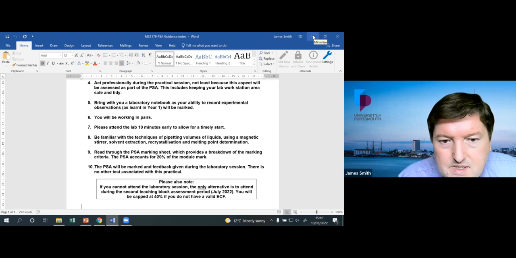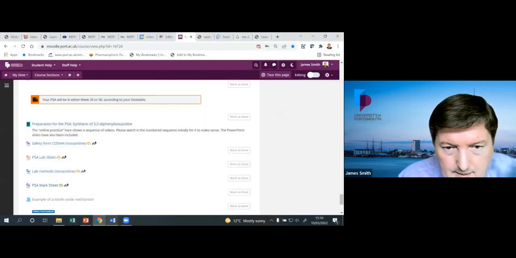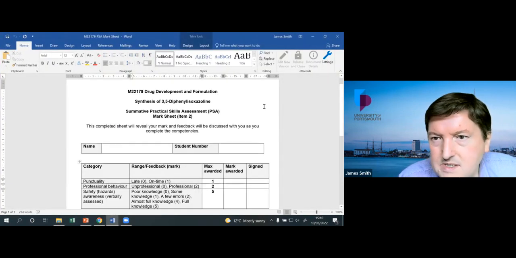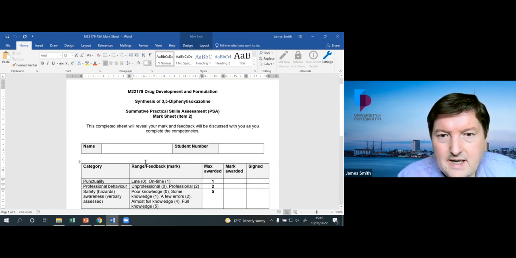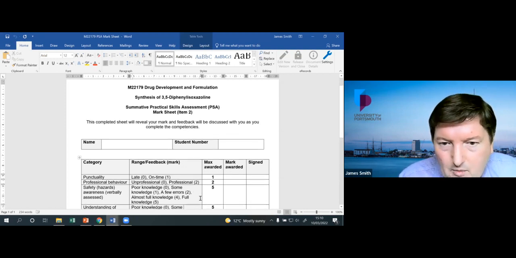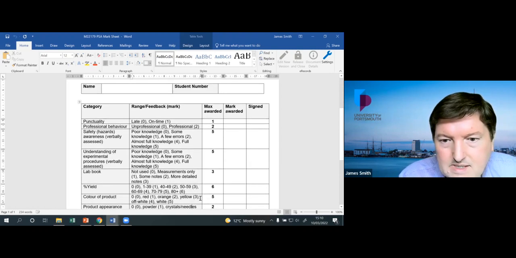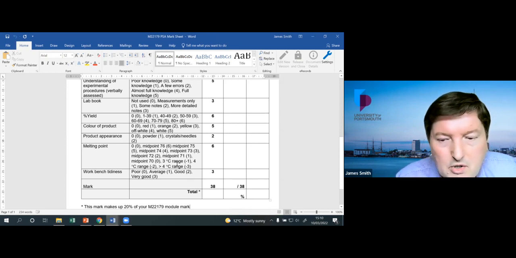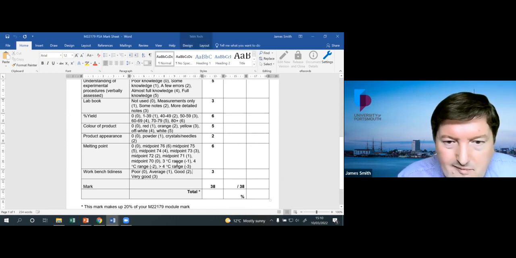Right, so that's the guidance. Have a look through that. Any questions, let me know. And then there's the mark sheet. Okay, so let's start where you need to be at the end of your practical. So this is the mark sheet. Hopefully what you'll get is 38 out of 38, 100%, and that will be the 20% of the module mark. So that's what you're aiming for.